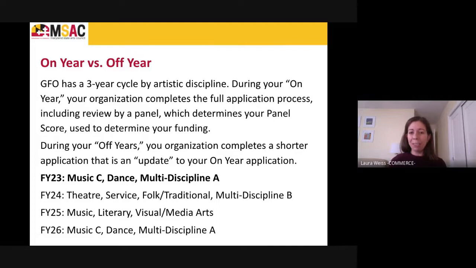FY24, so that means this time next year, theater, service, folk and traditional, and multidiscipline B will be completing their on-year application. For the FY25 cycle, so 2 years from now, music, literary, and visual and media arts will be completing their on year. And then we cycle back around for FY26, and it's the same ones that are this year, and that's music C, dance, and multidiscipline A.